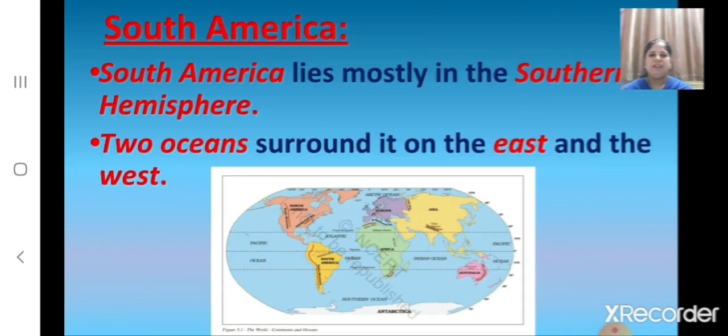Now let us revise the next continent, that is South America. Children, where does South America lie? South America lies mostly in the Southern Hemisphere. And here we can see that 2 oceans surround it on the east and to the west of South America. Children, can you tell which 2 oceans surround it? The 2 oceans that surround South America are the Atlantic Ocean on the east and the Pacific Ocean on the west.